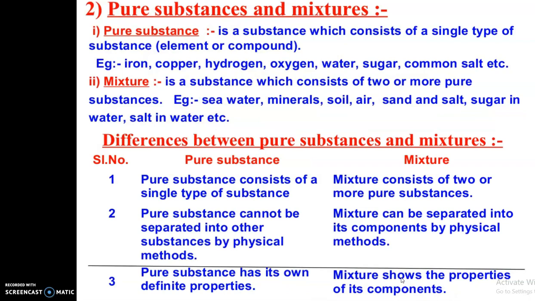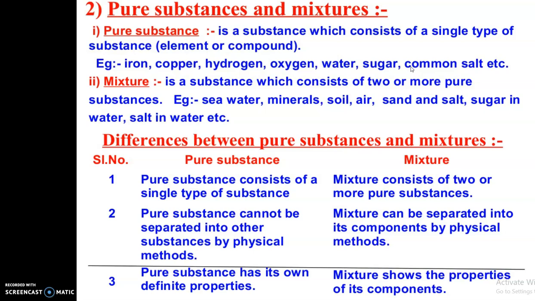What are pure substances and mixtures? Pure substances are substances which consist of a single type of substance, for example, an element or a compound. If we take any element, it is made up of only a single type of substance. For example, iron metal is made up of only iron atoms. If we take copper atoms, hydrogen atoms, or water molecules, they consist of a single type of substance. Such substances are known as pure substances.